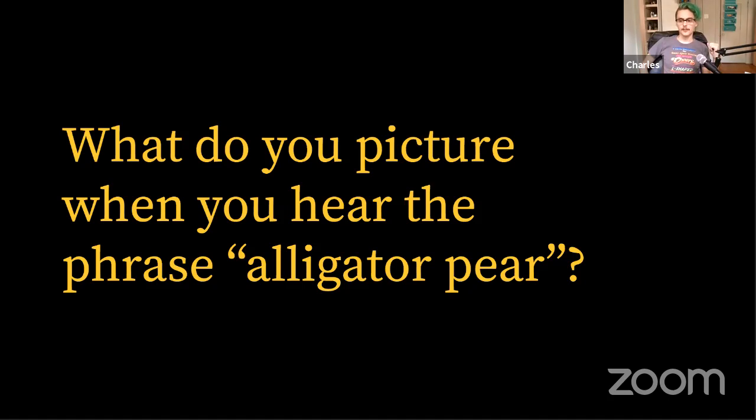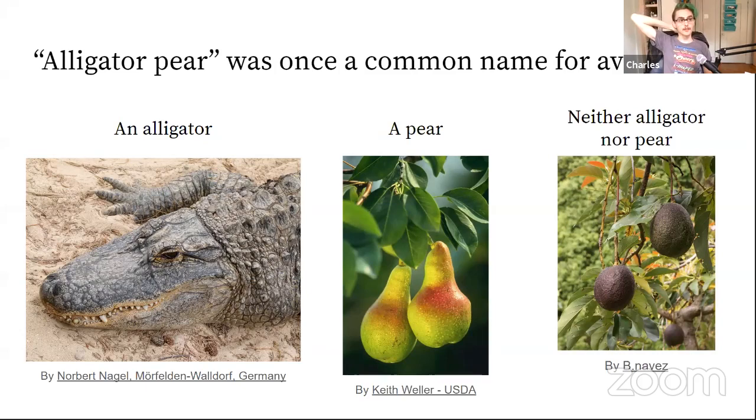So hopefully you've taken the time while I was explaining that to picture an alligator pear in your head. Perhaps you were picturing something that was the shape of a pear that was covered in alligator scales, or a pear that was eaten by alligators or something like that. So an alligator pear is not any of those things. An alligator pear is an avocado, which is neither an alligator or related to alligators in any way, nor is it a pear. It's very, very different from a pear.